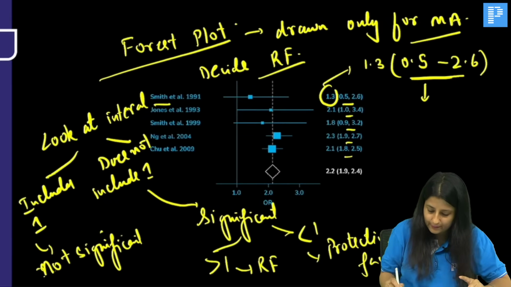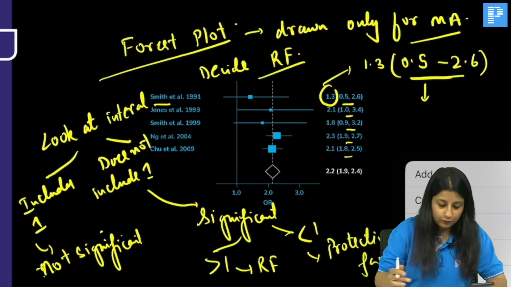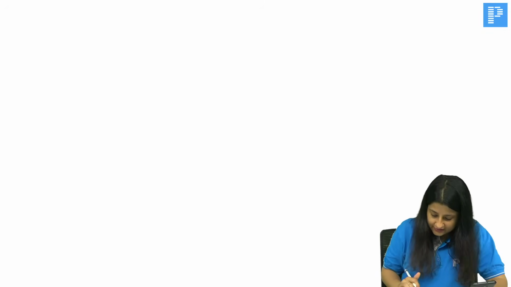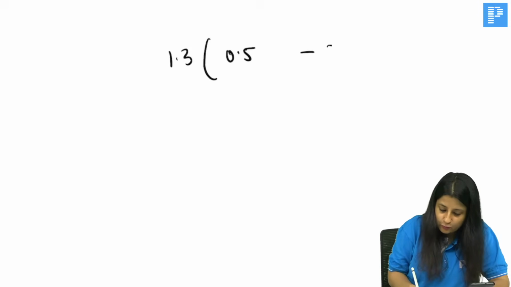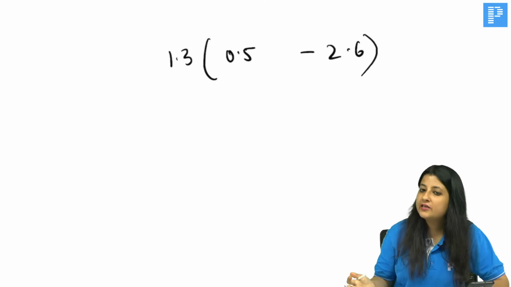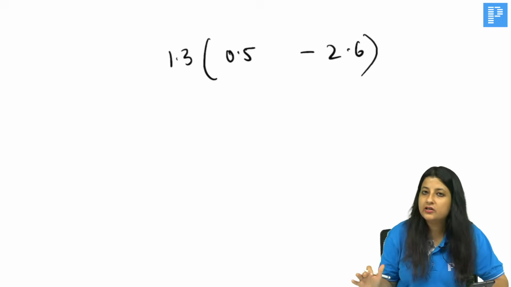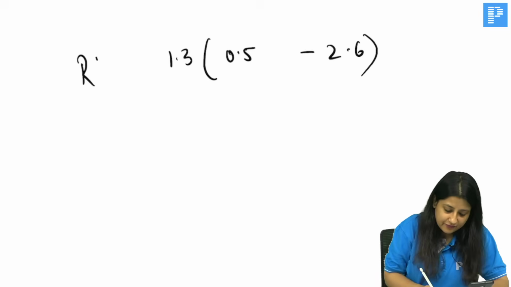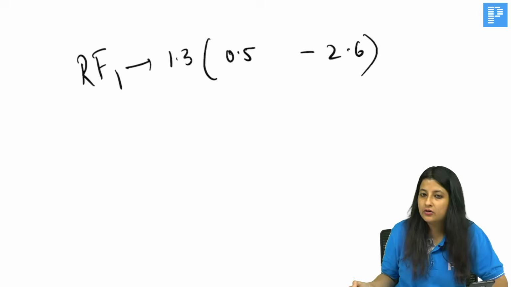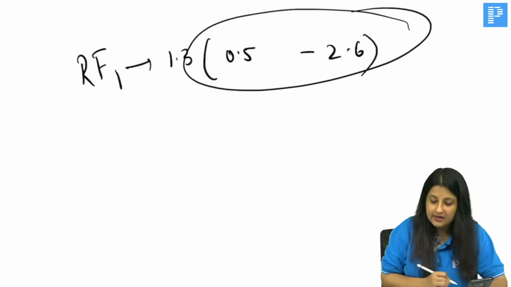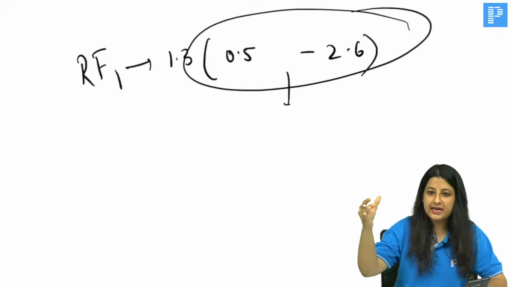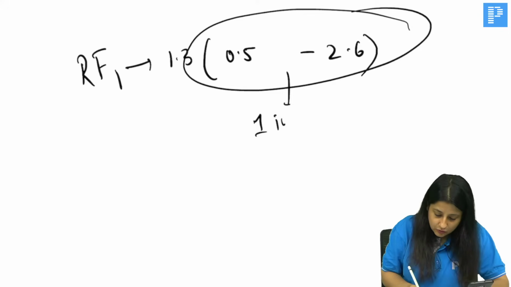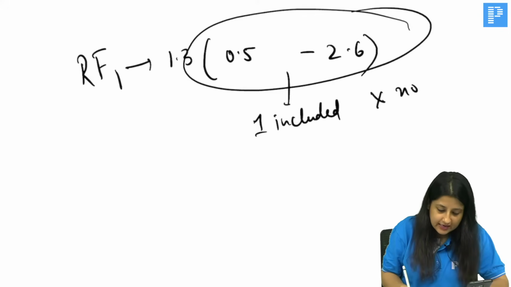Okay, now let me take you to a blank page and ask you. So the first value that we had was 1.3, with interval 0.5 to 2.6. What will you do? Is it significant or not? Just tell me in the comment section. Suppose this is risk factor 1 that we are studying. What will you look at? Look at the interval. Now, 0.5 to 2.6: 0.5, 0.6, 0.7, 0.8, 0.9, 1. So 1 is included. So this is not significant.